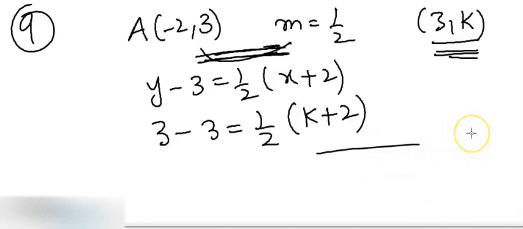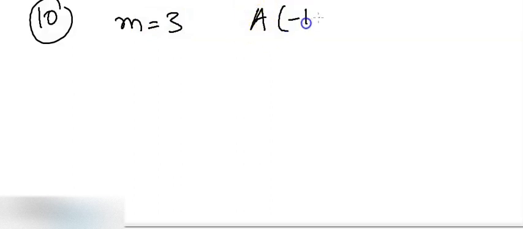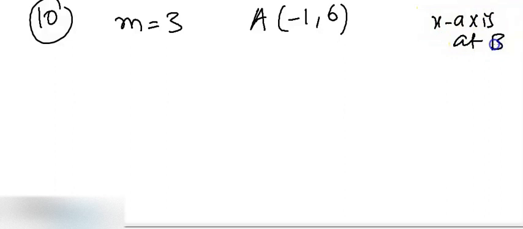Okay, so we need to talk about the last question of this exercise, which is question number 10. And question number 10 says that a line of gradient 3, so m is 3, passing through the point A, which is minus 1 comma 6, meets the x-axis at B. Another line through A meets the x-axis at C.